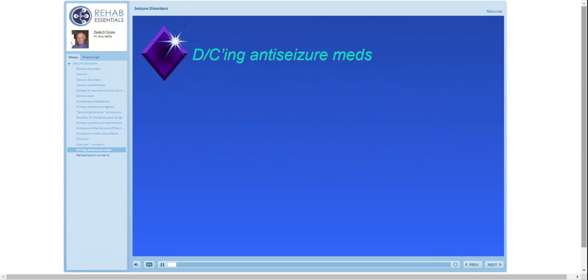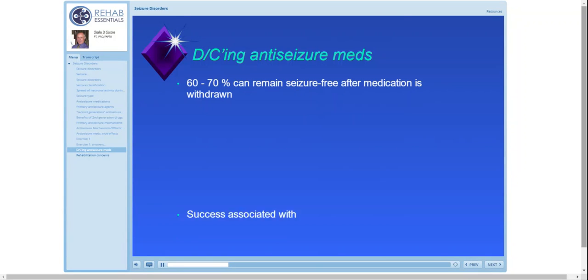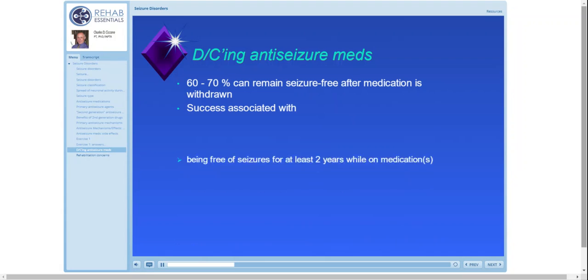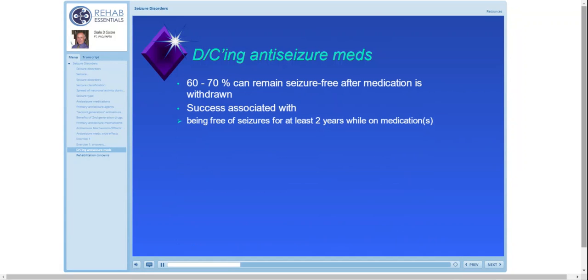Now the question often arises, does a patient have to be on anti-seizure meds for their entire life? And some patients do, there's no question. But we do know that about 60 to 70% of patients that go off their meds can remain seizure-free once the medication is withdrawn. And this seems especially true if, and success is associated with, the patient being free of seizures for at least 2 years while on the medication.